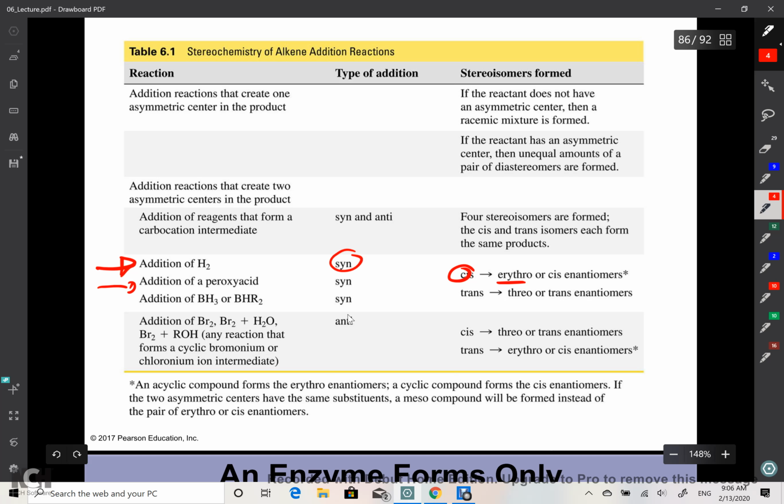Peroxy acid, if you use the peroxy acid, it's also a syn addition. If you use hydrobromination, it's a syn addition. And for all syn addition, the cis gives you the erythro, the trans gives you the threo. TT. Okay? TT.